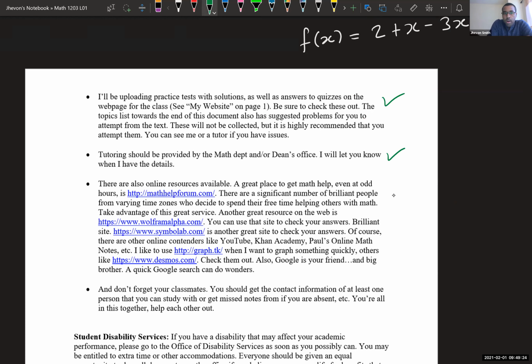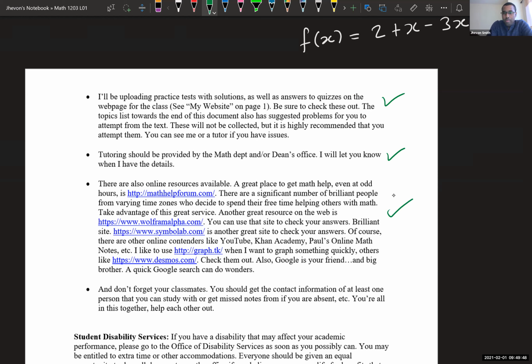I know the math department offered online tutoring last semester, so did the dean's office. I don't know the particulars this semester yet. If any of you find out before me, you can let me know and I'll tell the rest of the class. But as soon as I find out the particulars about tutoring outside of me, I will let you guys know.